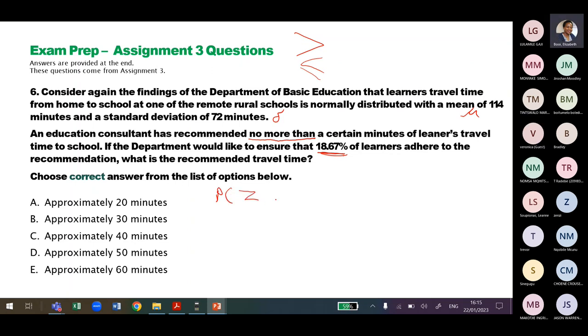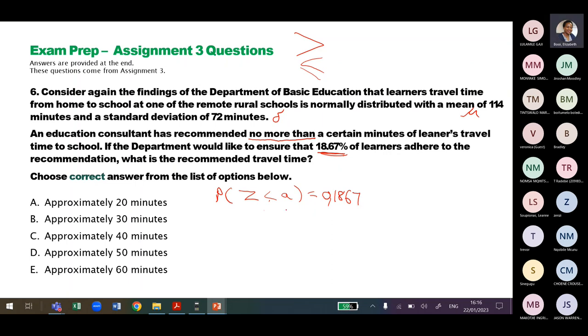So then it means this probability that they gave you is the probability that Z of a value that we are looking for, less than or equal, because it says no more than, is 0.1867. So it means if we want to know what this value of A is, that is what we want to know.